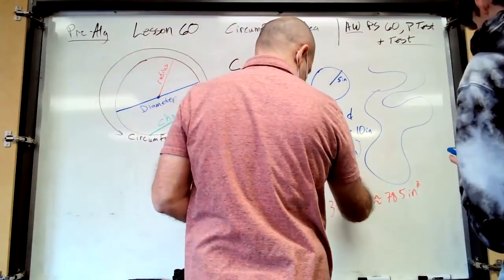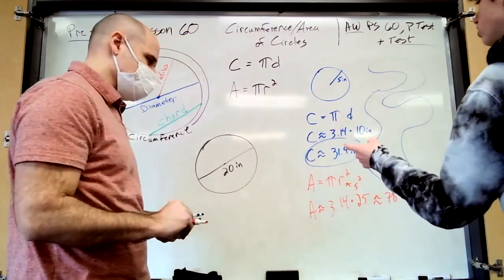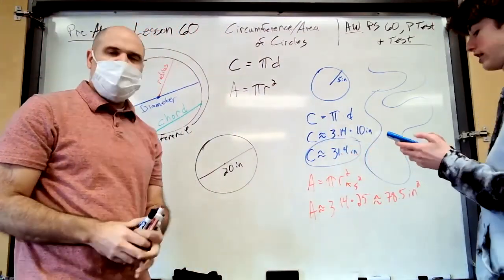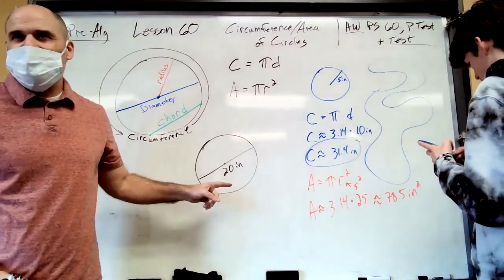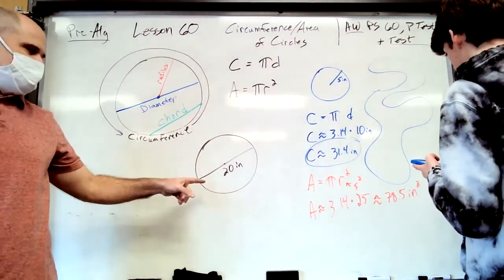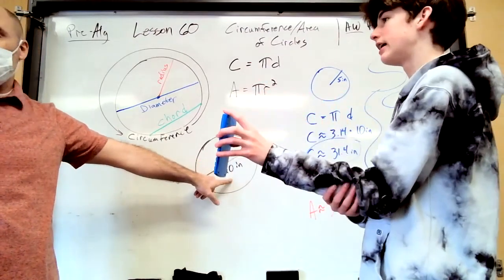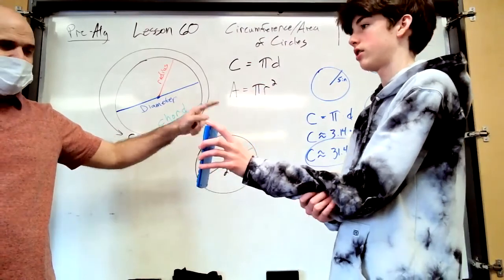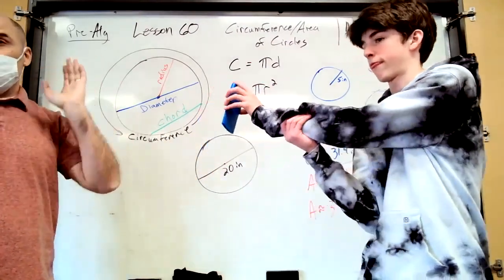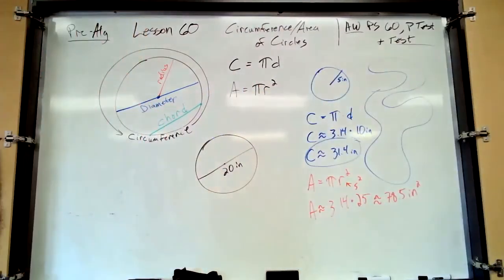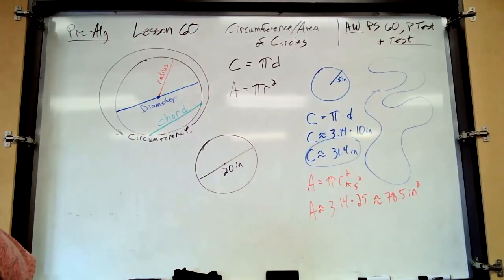It's an R squared. 20 squared. No, not 20 squared. 100. Okay, so that was the trick. I tried to trick you, and I tricked Xavier. But remember, it's not pi times diameter squared. It's pi times radius squared. So the radius is 10. So 10 squared is 100. 100 times 3.14 is 314.